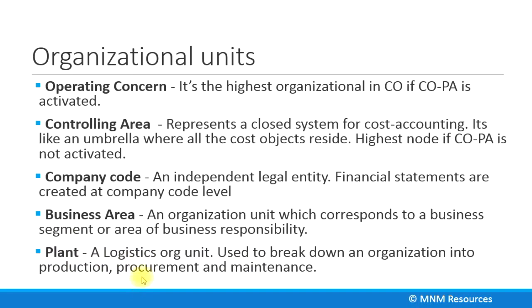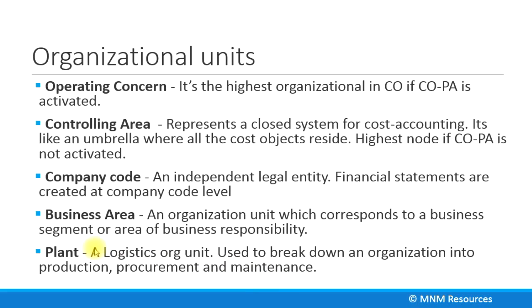Also you can have plants for procurement. You might have a central procurement plant where you only procure computer hardware. Another procurement plant where you only procure packaging materials. Another procurement plant where you only procure software materials and so on. And also for maintenance, one plant only maintains the production lines, another plant maintains the assembly lines, another plant maintains the support lines and so on. So you can have different types of maintenance plants. This again is more concerned with the logistics module.